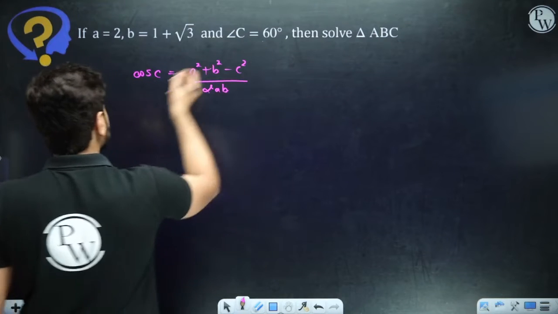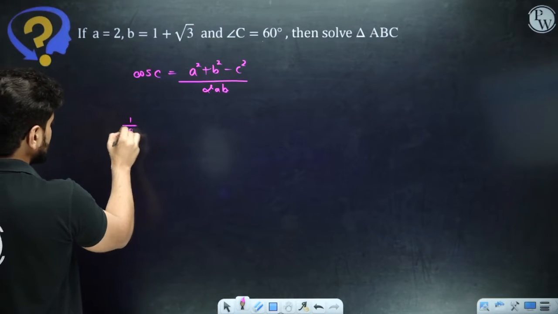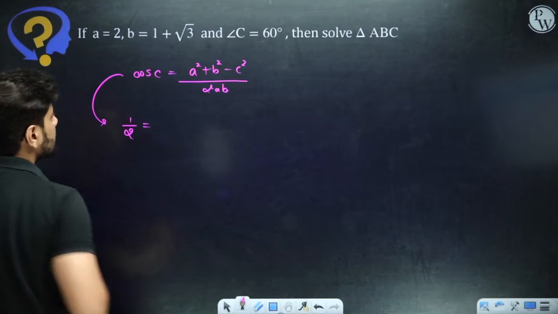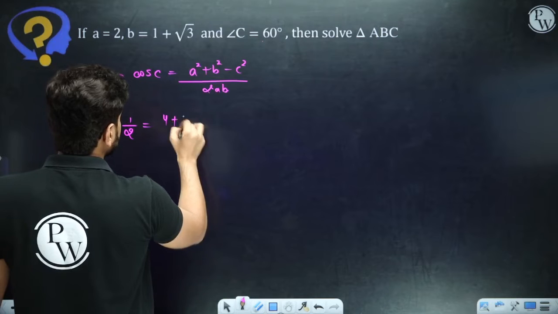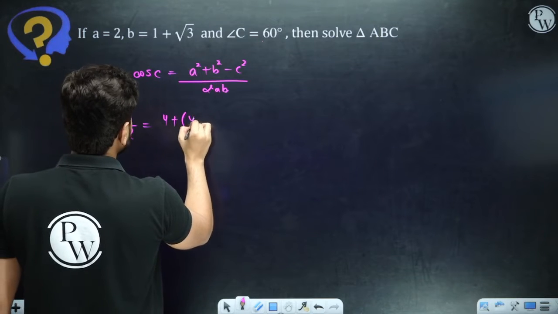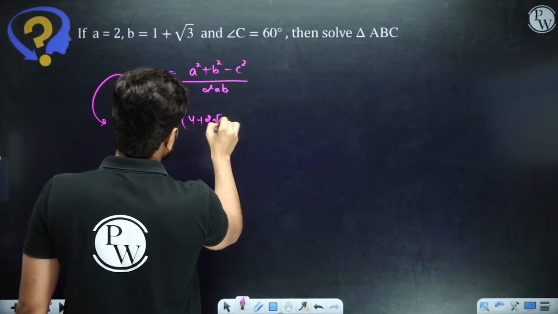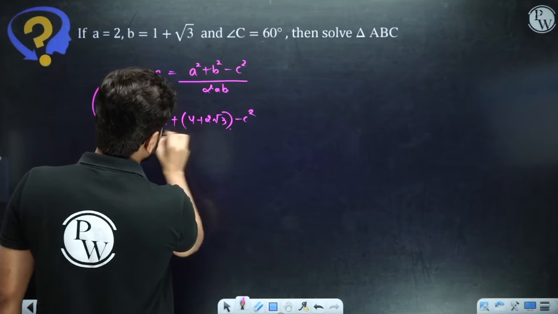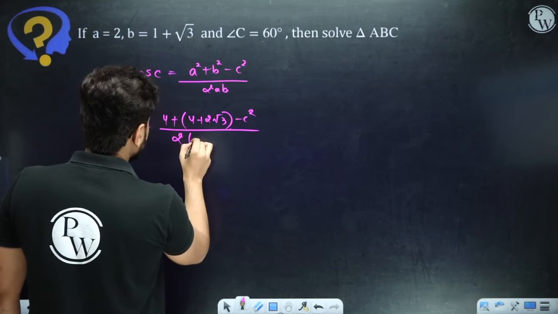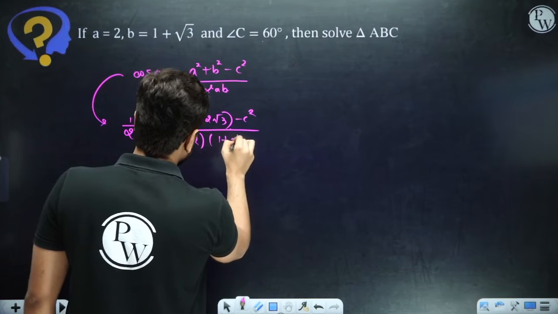Now angle C is 60 degrees, so cos of 60 degrees is 1 by 2. Right, the value of cos C will be 1 by 2. A square will be 4. B square is basically 1 plus root 3 square. 1 plus root 3 square is 4 plus 2 root 3. This is the square of 1 plus root 3, correct? Minus c square upon 2a, A is 2, b is 1 plus root 3.